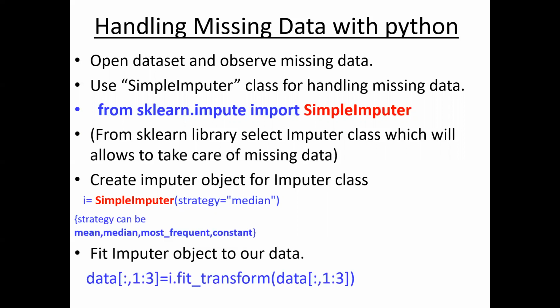Later, we fit our object to our data set. So you need to find where the missing values are. In the previous example, I have missing values in the age and salary columns. You need to give those column numbers. This is not fixed. It will change depending on the data set. No problem, I will show you in Spyder. But you need to remember this: i.fit_transform. So first import the class, create an object, and fit the object to your data set based on the requirements. You need to remember these steps.